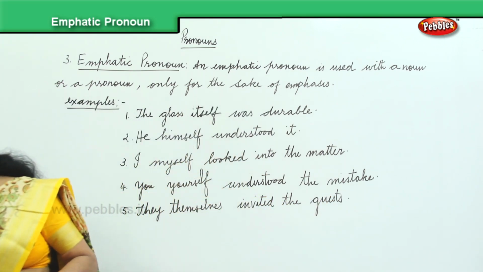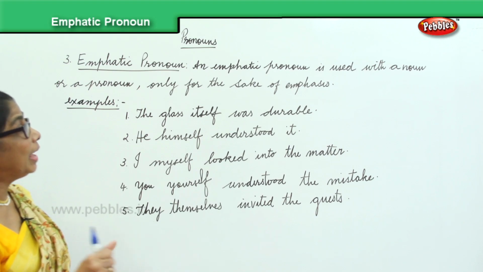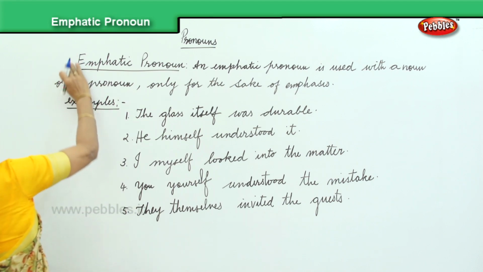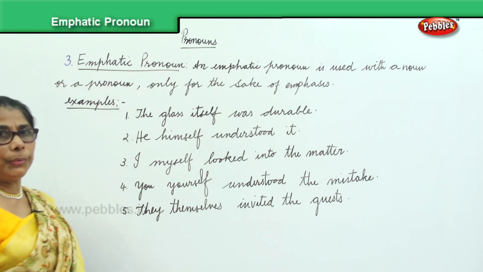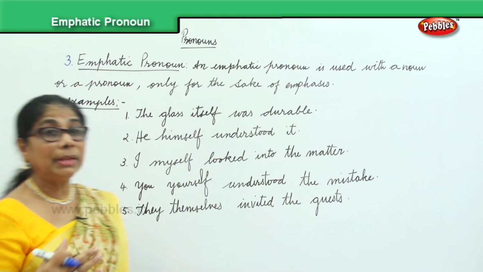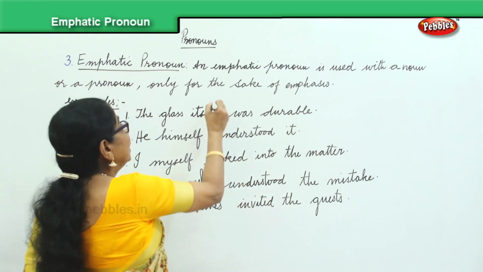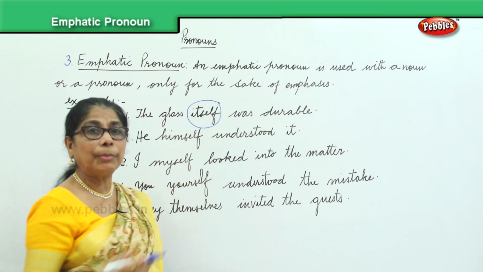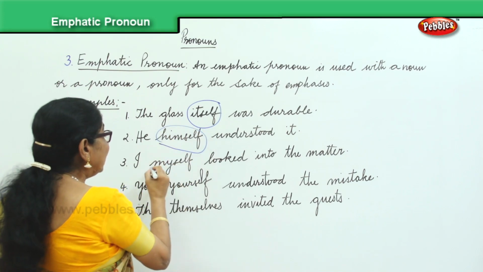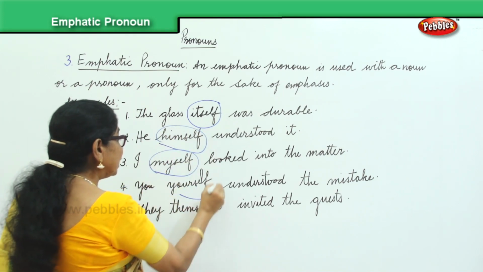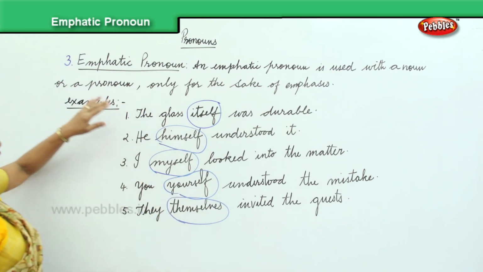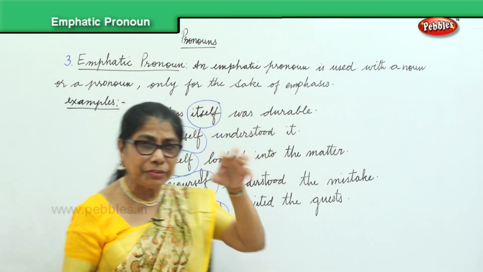So, in this third one, emphatic, you want to emphasize. In the emphatic pronoun, we have a few examples here. This is the third part we are doing. The glass itself. We are talking about the glass and we are saying itself. So, this is an emphatic for the glass itself. I myself. He, himself. I, myself. You, yourself. They, themselves. When you're talking about a noun or a pronoun, only for the sake of emphasizing.